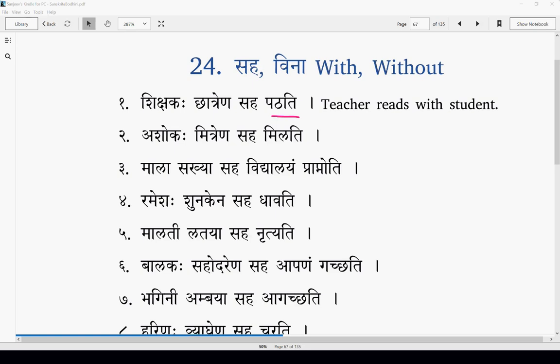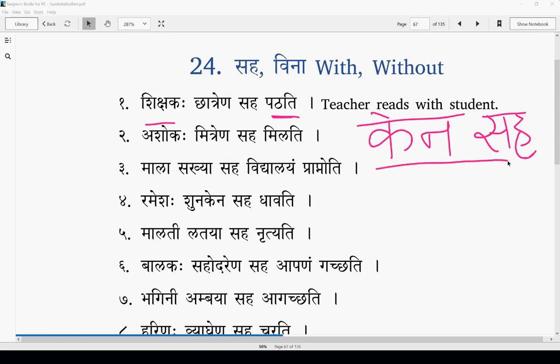Now, with whom he is reading, that is the question. So, what will be the question now? Kena Saha. There is somebody else also performing that action, not only Shikshaka. Two people are performing. Shikshaka Chhatreena Saha Patati. The question will be Kena Saha or Kaya Saha. Shikshaka api patati, Chhatraha api patati.